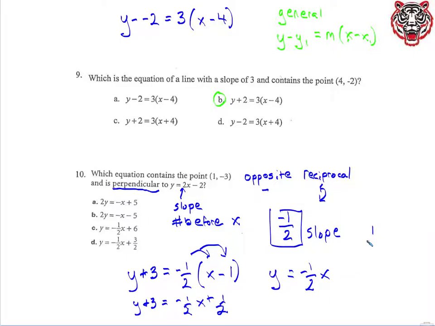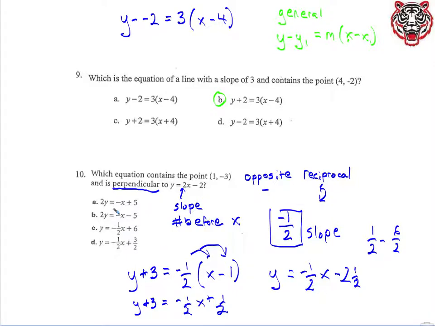I'm doing 1/2 minus 3. Negative times a negative is a positive, so that's where the positive 1/2 came from. So 1/2 minus 3 is negative 2.5.